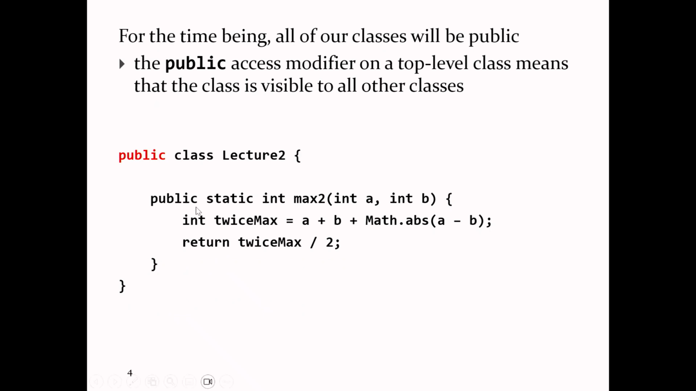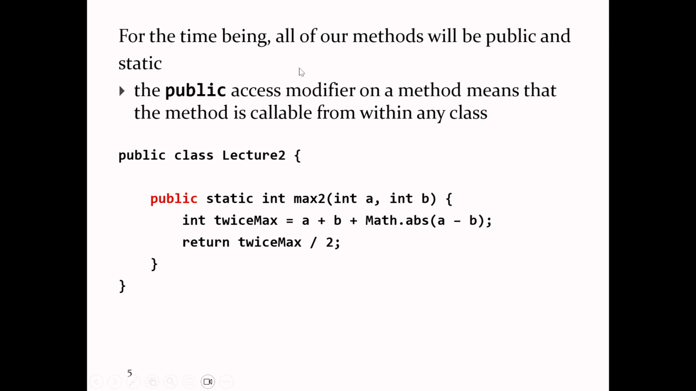For the time being, all of our classes are public. That word there is what's called an access modifier. The public access modifier means that the class lecture 2 is visible to all other classes. That's all that it means. So every class can use any of the public features inside of lecture 2. Unlike C, where everything is public by default, you can control the visibility of things in a Java program, such as the visibility of a Java class. Making it public means that anybody can see this class.